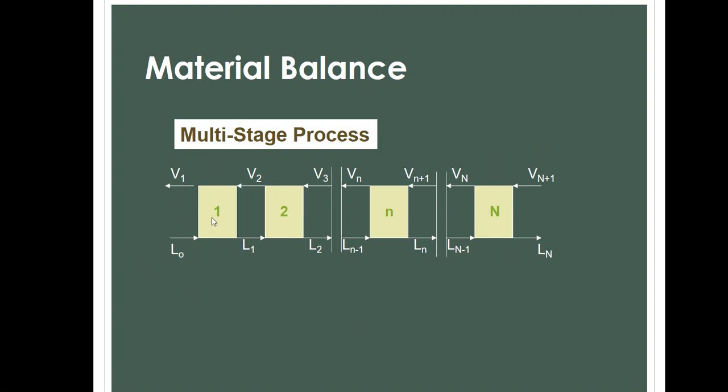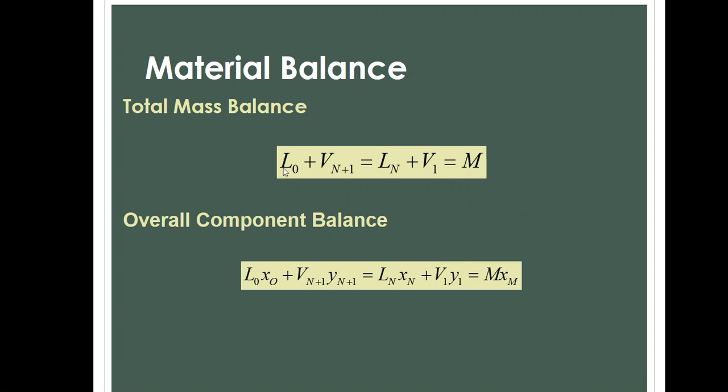You still have L0 entering stage 1. You have V1 leaving stage 1. You have LN, this is the last stage, leaving stage N of our column. And we have V sub N plus 1 as the amount of gas that is to be processed by your column because it's still entering stage N. Now, we use material balance here, same as the single stage unit, differently labeled. We also use the same principle for coming up with the overall component balance. And this is it.